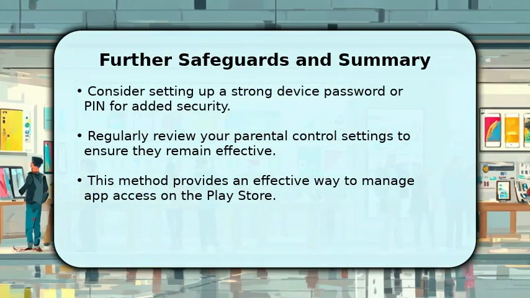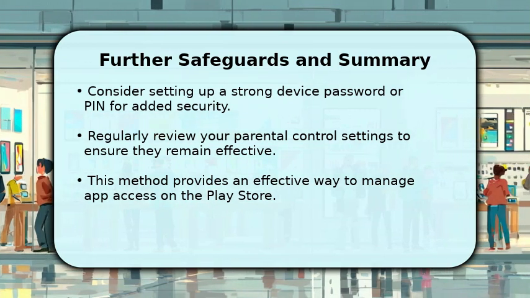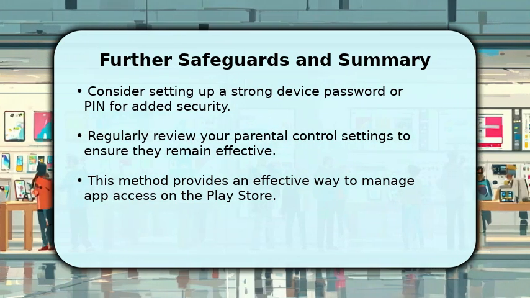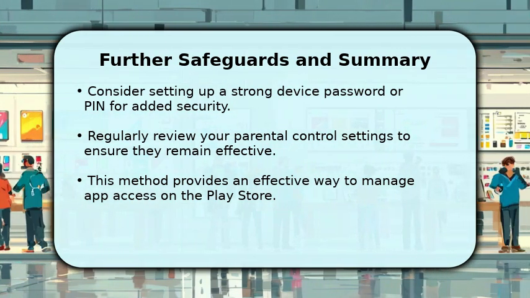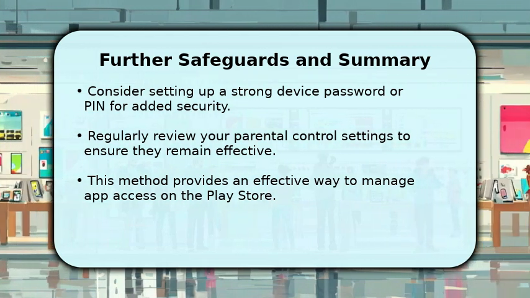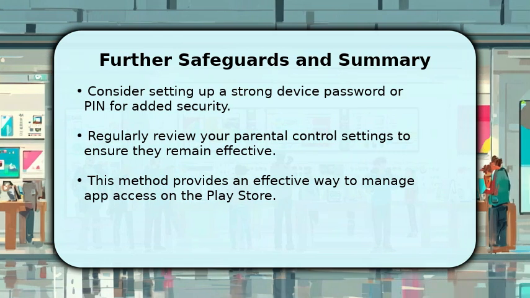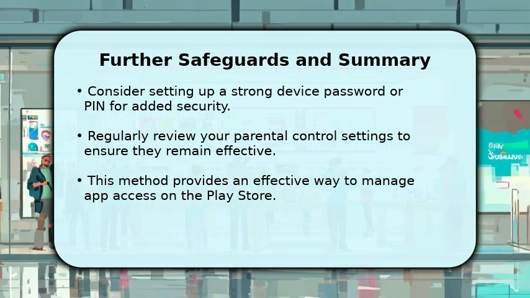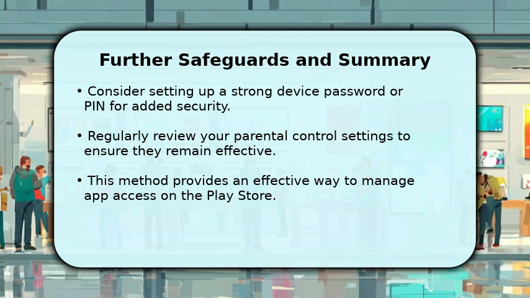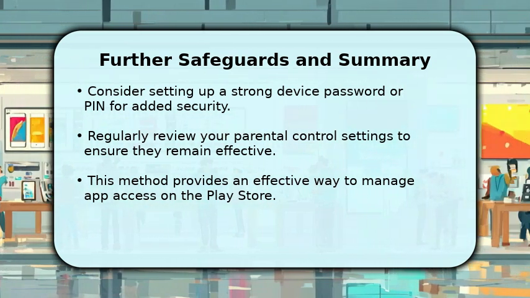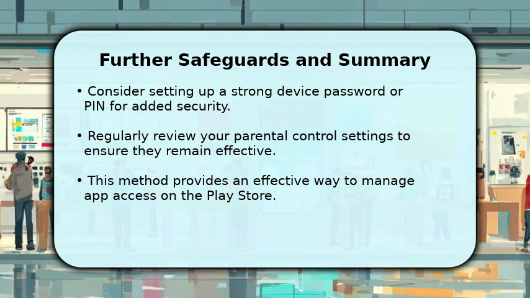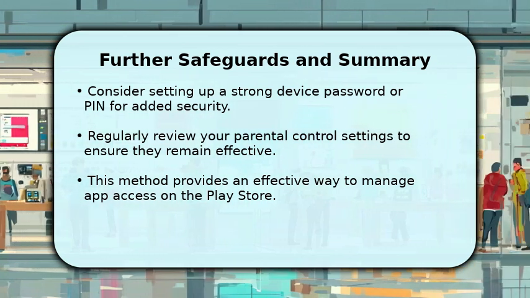Beyond the Play Store settings, it's always a good idea to implement a strong device password, or PIN. This adds an extra layer of security, preventing unauthorized access to the device itself. Remember to periodically review your parental control settings to ensure they are still meeting your family's needs. Technology evolves, and so do apps, so a quick check every few months is beneficial. By following these steps, you've successfully established a robust system for managing app downloads and blocking specific applications like Roblox on the Play Store.